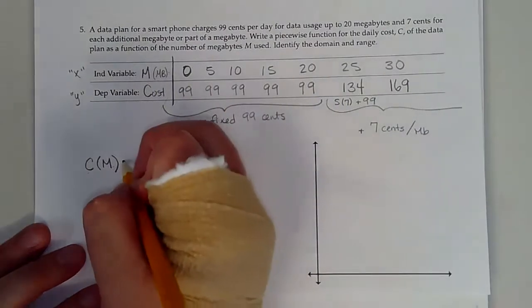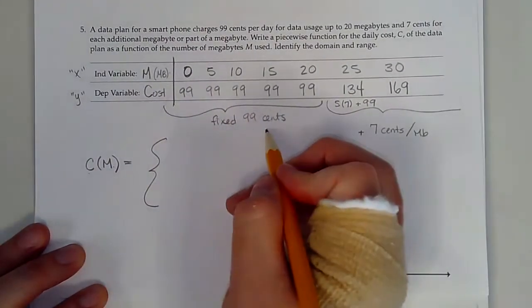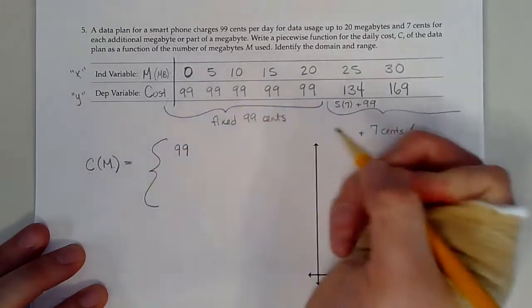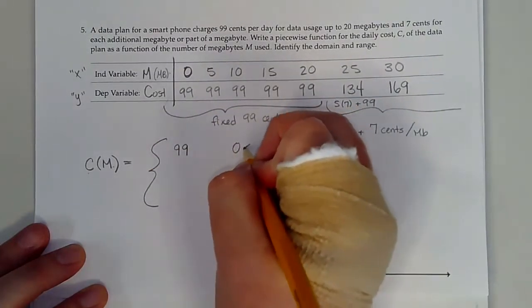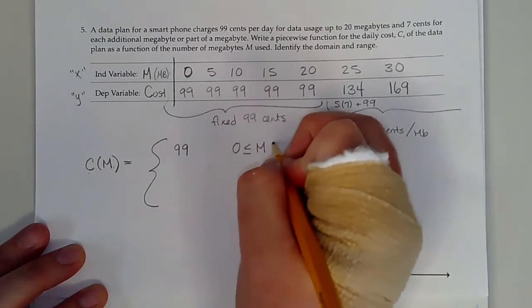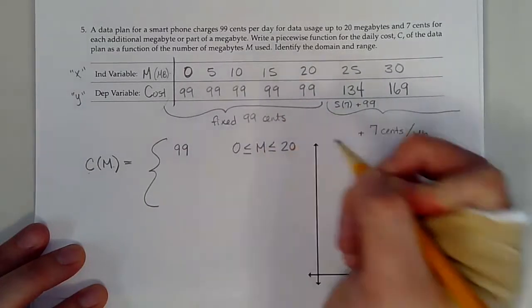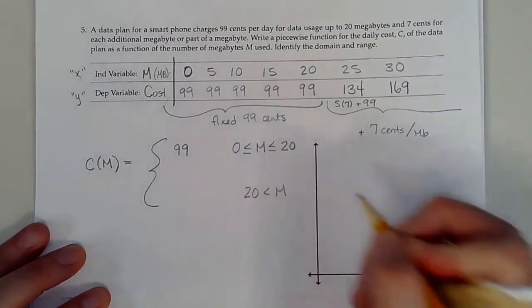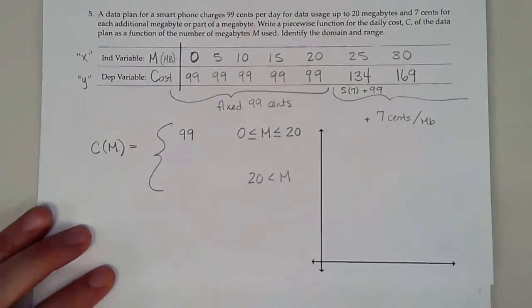Okay. So that first part is really easy. It's that fixed flat 99 cents. So the function is just equal to 99 cents for megabytes between 0 and 20. And then once we get over 20, so if our megabytes are more than 20, then we have a little bit different formula here.